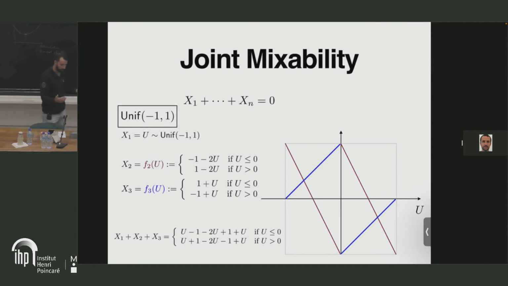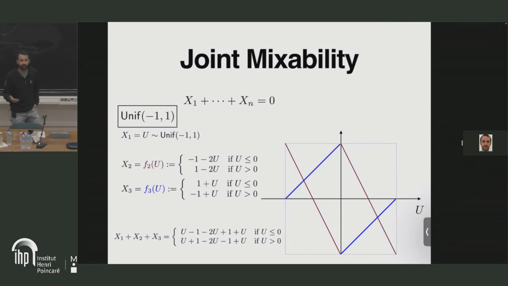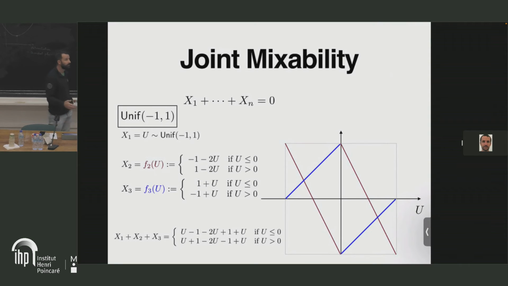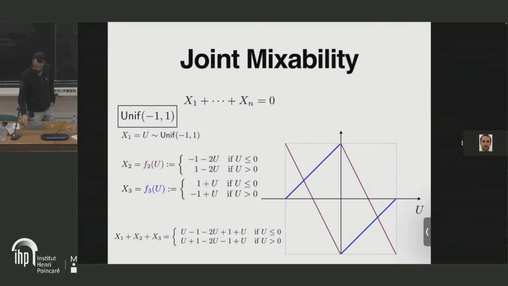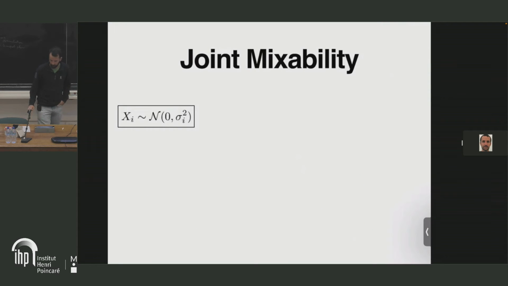So it's not really obvious to do that arbitrarily for any situation. And this is really for 3 random variables. So you can predict that whenever you want to mix random variables, like have joint mixability for random variables that have more complex distributions, it's going to be difficult. And also that it depends on n, the number of random variables you want to mix.